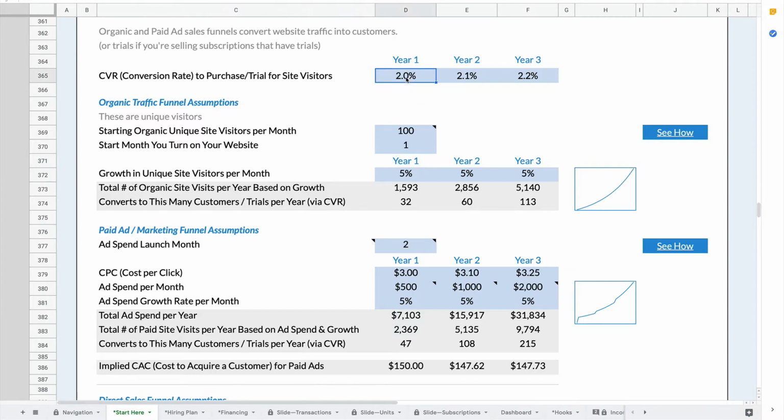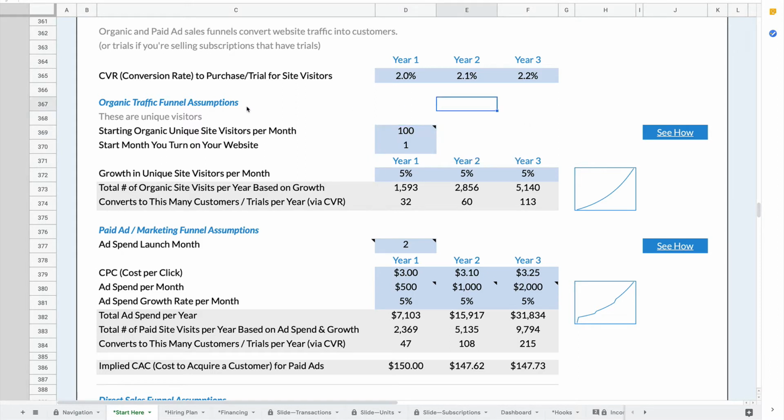So in this case, this is saying in year one, 2% of your site visitors convert to customers, and you get better at that over time. In year two, it's 2.1%. In year three, it's 2.2%. And then you have two website funnels. You have organic traffic and you have paid ads. And each of those has different settings. And remember, we're only changing the boxes in blue here.